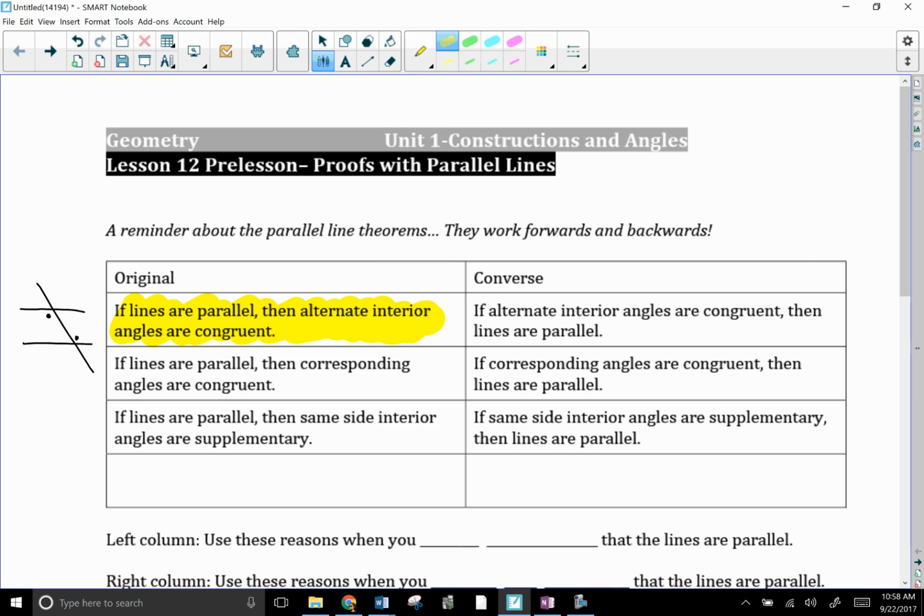What else do we have for parallelism? If lines are parallel, then corresponding angles are congruent. What I always say about corresponding angles is that they're the ones in the same position. So here's the top right, here's the top right. There's your corresponding angles. And last but not least, if lines are parallel, then same side interior angles are supplementary.